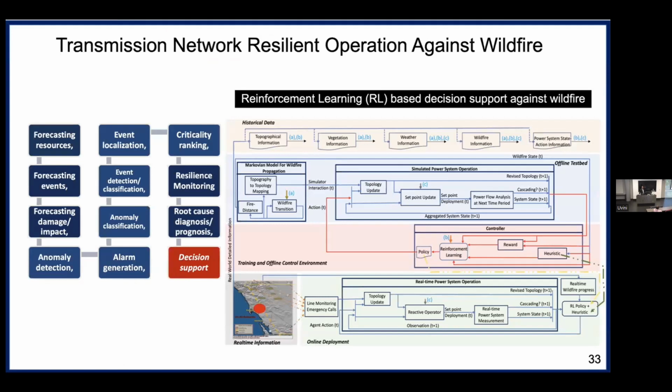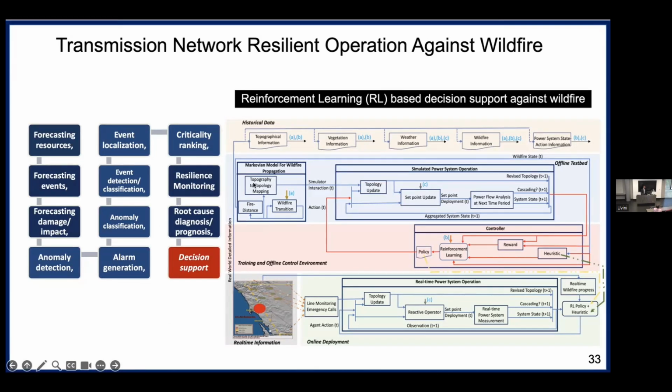Another work that we are doing, and there's a lot going on here, is the tool that I was talking about, Sync AED. It looks at the events and the damage, then detects those, does the alarm generation, then does the classification, what kind of event it is and the root cause, ranks them, and then basically helps decision support.